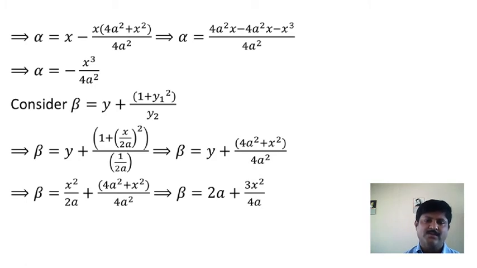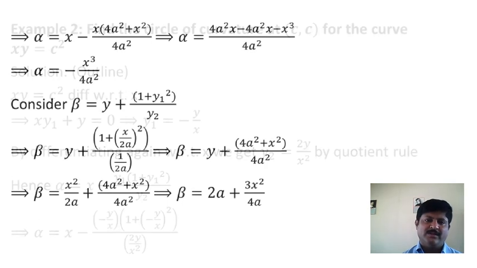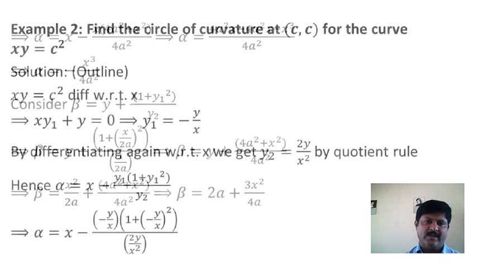Consider beta = y + (1 + y1^2)/y2. Therefore, beta = y + (substituting for y1 and y2) (1 + (x/2a)^2)/(1/2a), which implies beta = y + (4a^2 + x^2)/(4a^2). On simplifying, we get beta = 2a + 3x^2/(4a). Therefore, the coordinates (alpha, beta) = (-x^3/(4a^2), 2a + 3x^2/(4a)).